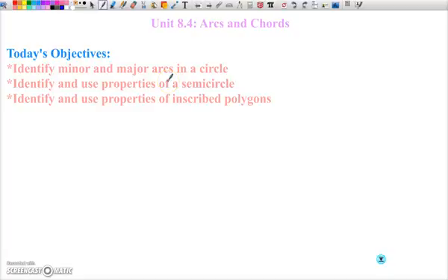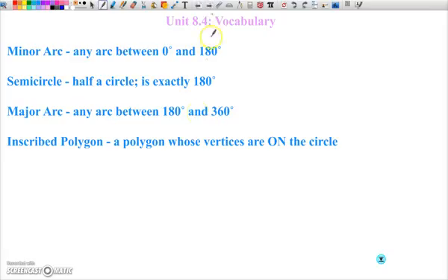Now that we've talked about chords and finding their measurements within a circle when they cross one another, we're going to go ahead and talk about chords and what they do with the arcs in a circle and how they kind of work together. So we're going to identify minor and major arcs, use properties of a semicircle, and then also inscribed polygons, which we'll talk about as well. So 4 different terms you have to know.